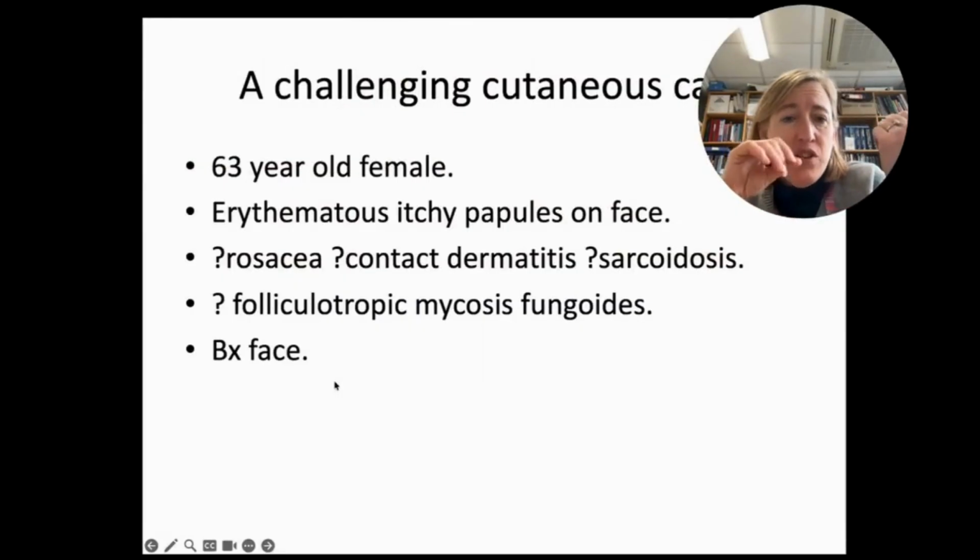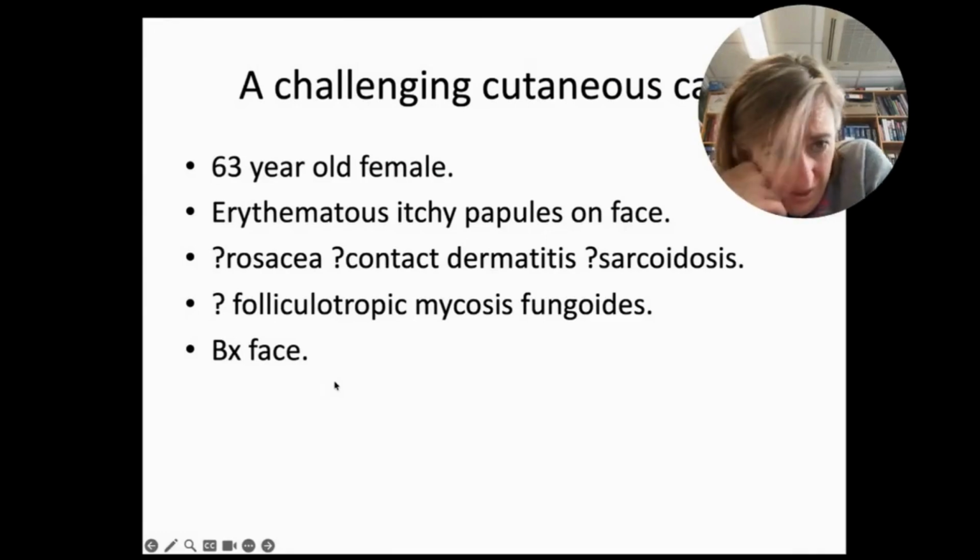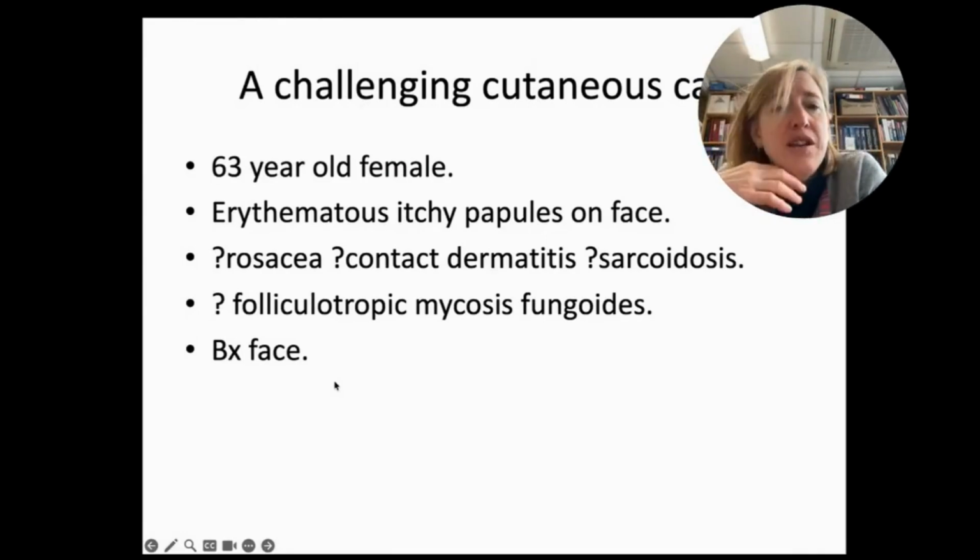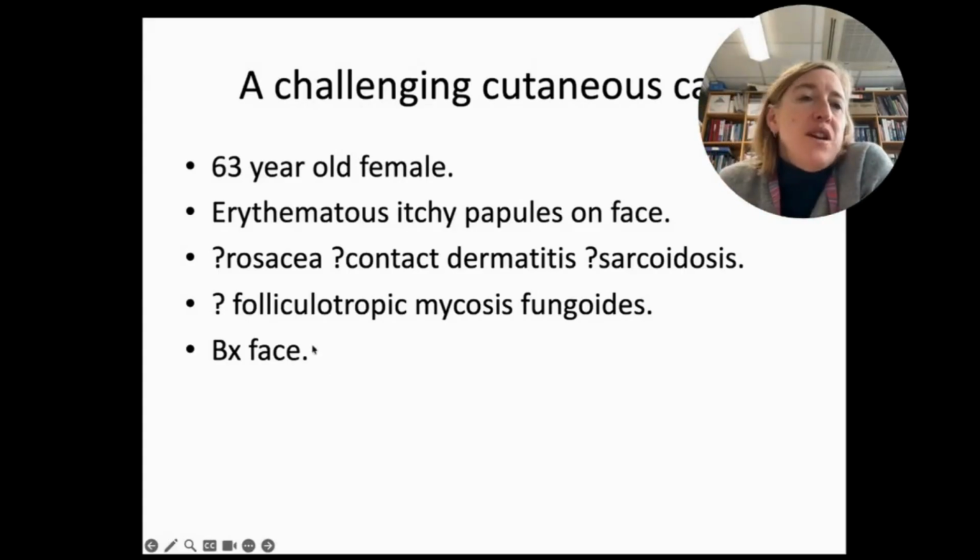So I'm going to show you an example of a fairly challenging cutaneous case. I'm going to tell you the answer of this one at the end. So this is from a 63-year-old lady with erythematous itchy papules on the face, thought to be perhaps rosacea or contact dermatitis, possibly sarcoidosis, or possibly follicular tropic mycosis fungoides. So there's a biopsy from the face.